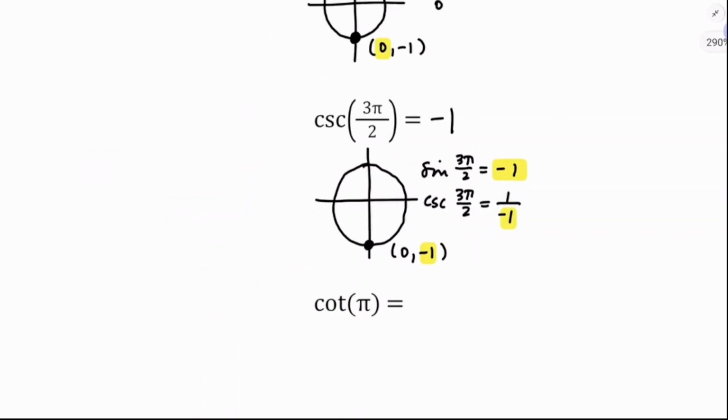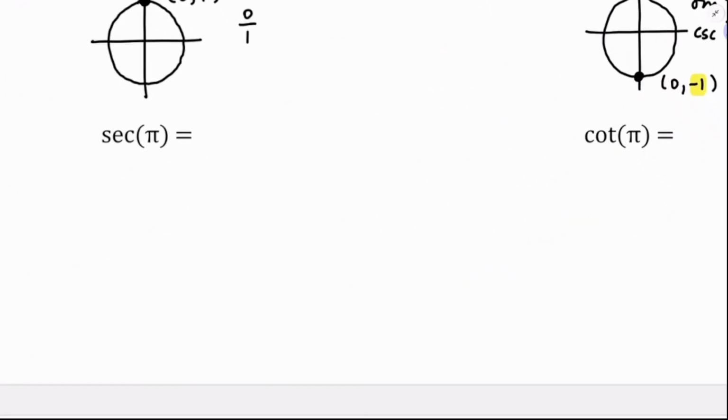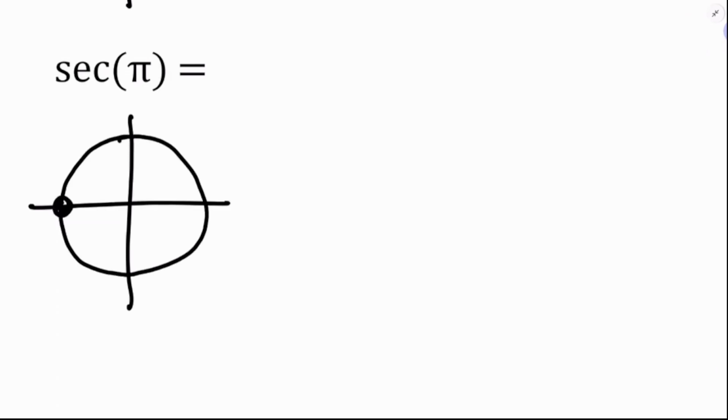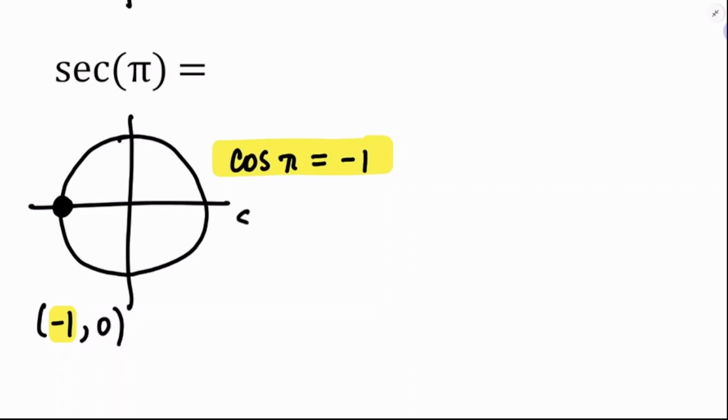Secant of pi. I'm going to need cosine of pi, and then I'm going to flip that. Pi is over here on the far left edge. The coordinates are x is -1 and y is 0. For secant, I'm going to need cosine, so cosine of pi equals -1. As a result, secant of pi equals 1 over that same -1, and that's going to equal -1, just like the last one did.